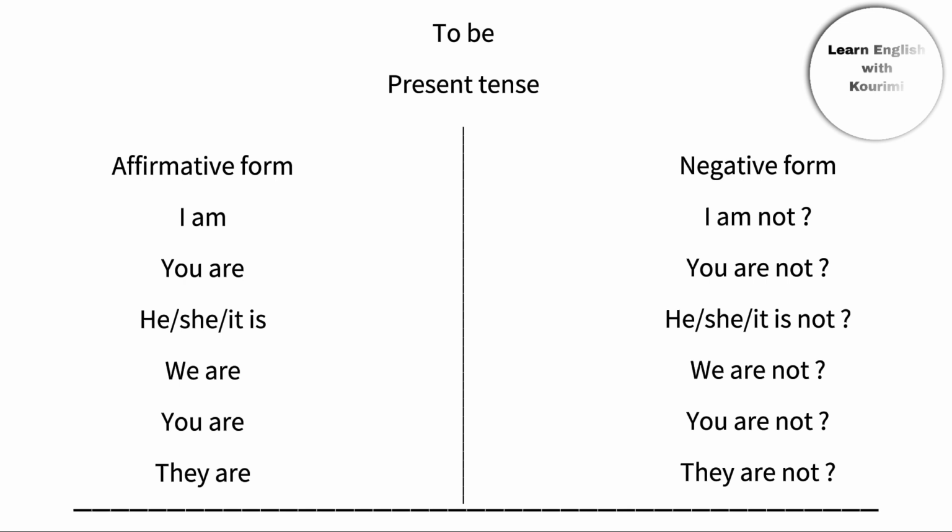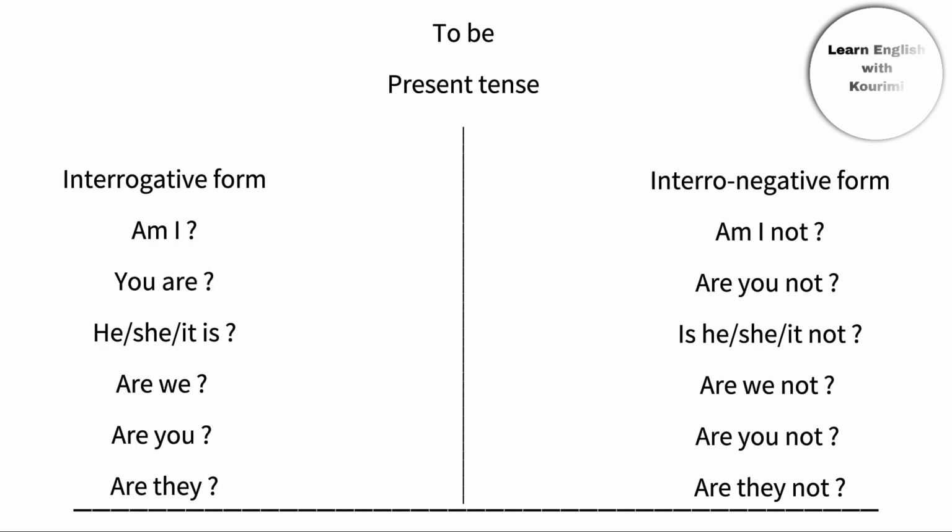To be. Present tense. Affirmative form. I am. You are. He, she, it is. We are. You are. They are. Negative form. I am not. You are not. He, she, it is not. We are not. You are not.